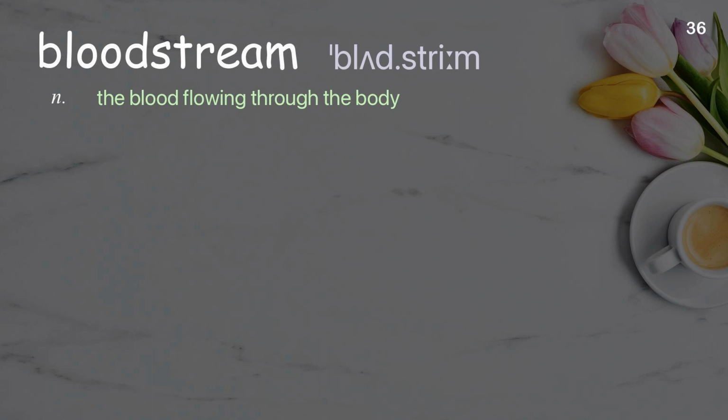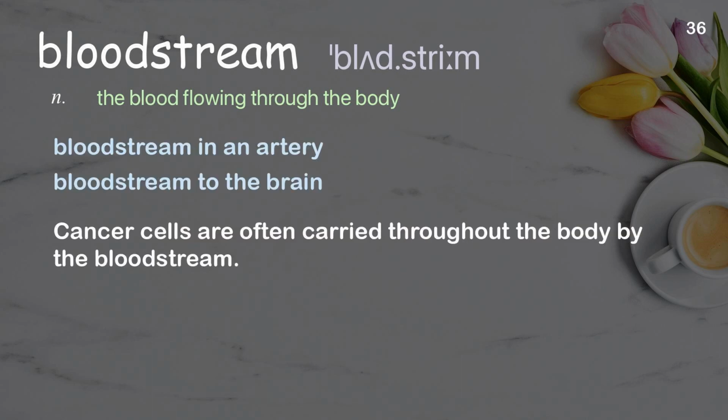Bloodstream: the blood flowing through the body. Examples: Bloodstream in an artery, bloodstream to the brain. Cancer cells are often carried throughout the body by the bloodstream.